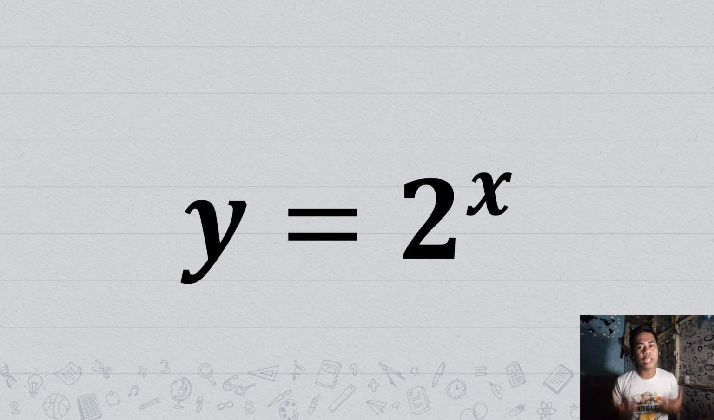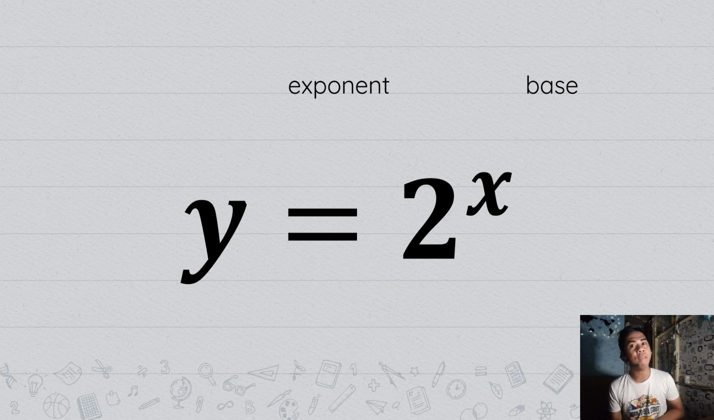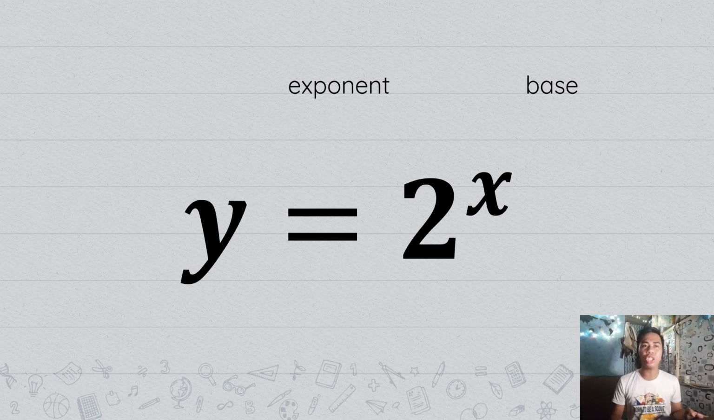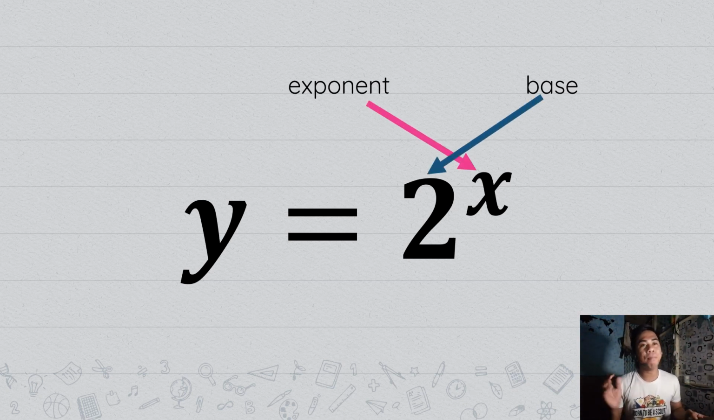So I have here an exponential function or an exponential equation: y is equal to 2 raised to x. All we know is that we have an exponent here. But which is the exponent? Let's have first a review: if we have an exponent, there also exists its base, because an exponent does not exist if it doesn't have a base. In the expression 2 raised to x, the x is the exponent and the base is 2.